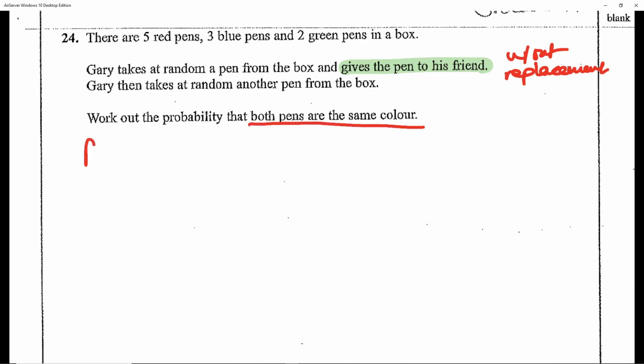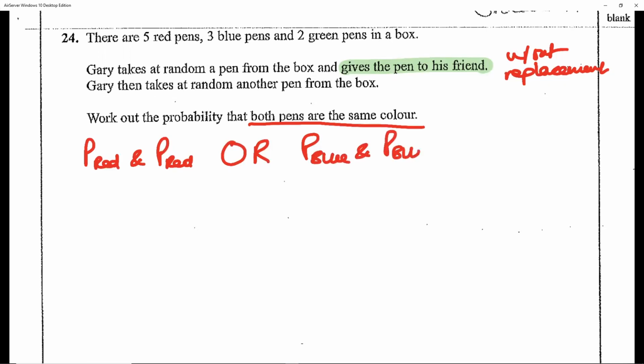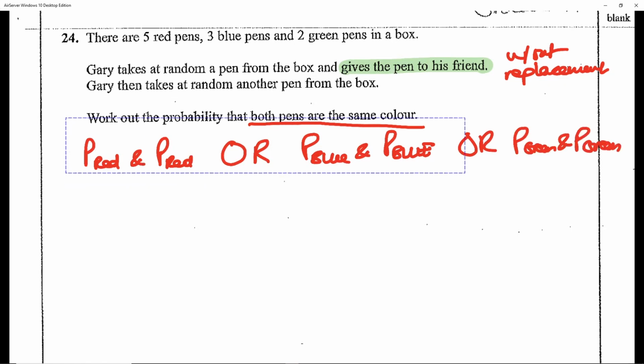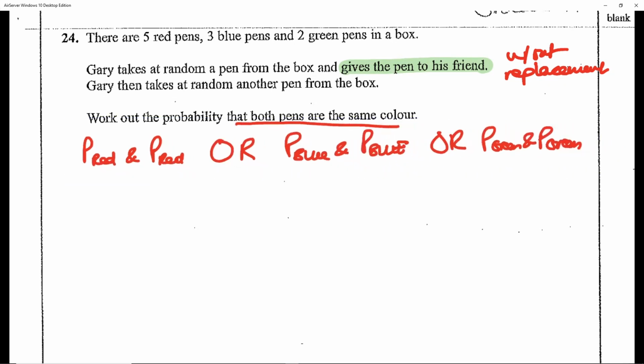So probability of both pens being the same color. Give me the idea. There'll be probability that the first one is red and the second one is also red, or the first one is blue and the second one is also blue, or the first one is green and the second one is also green. Yes? Right. Don't do what I've just done there. I've kind of gone into the marker's, the examiner's one. It's okay.